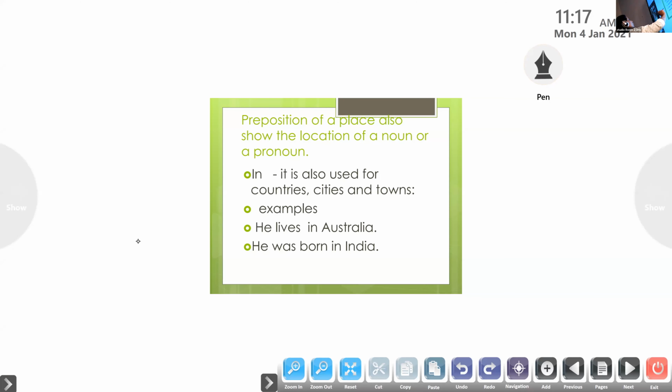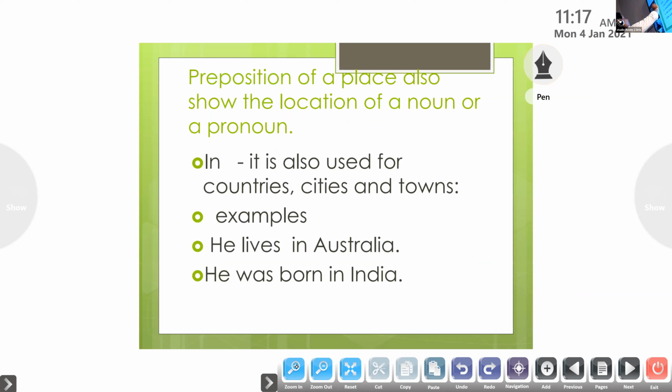So, all of you please have a look at it. Preposition of place also shows the location of a noun or a pronoun. We use in when we are talking about the countries, cities and towns. He lives in Australia. Where does he live? He lives in Australia. He was born in India. Where was he born? He was born in India.